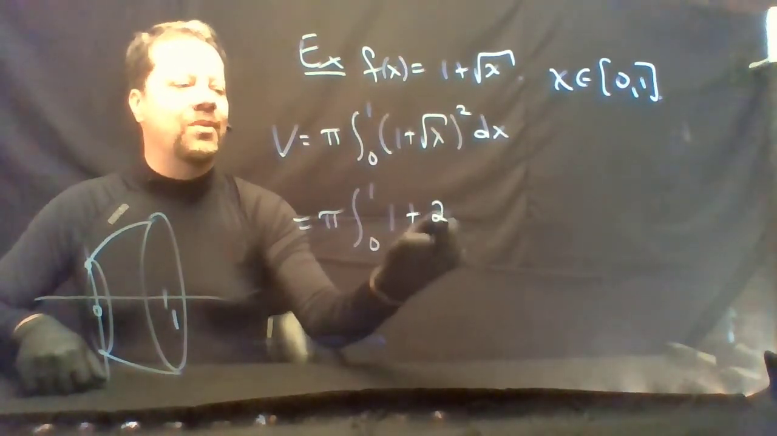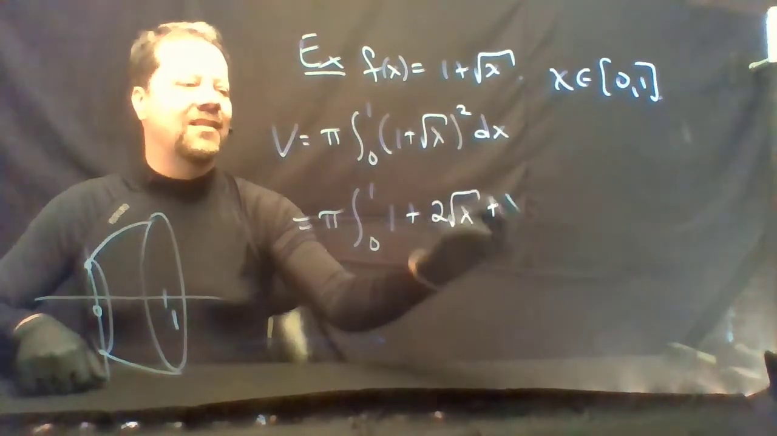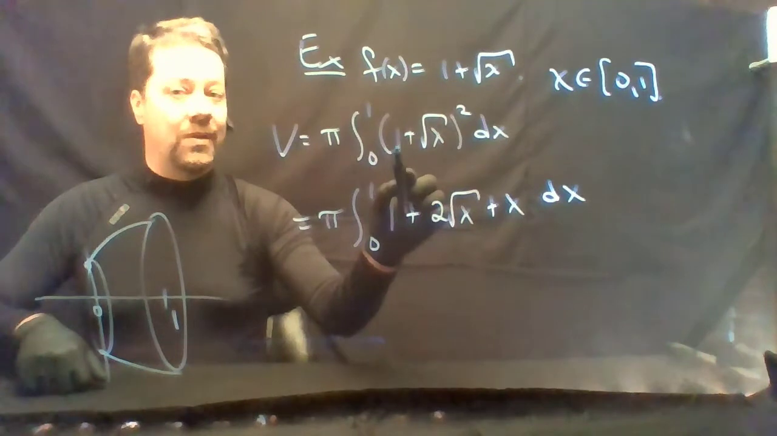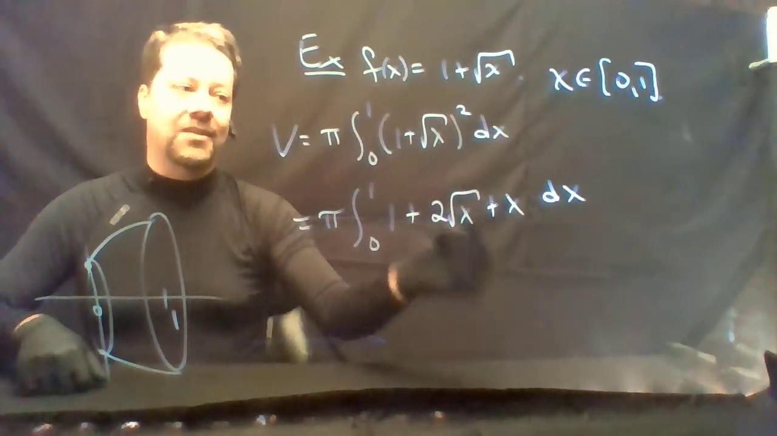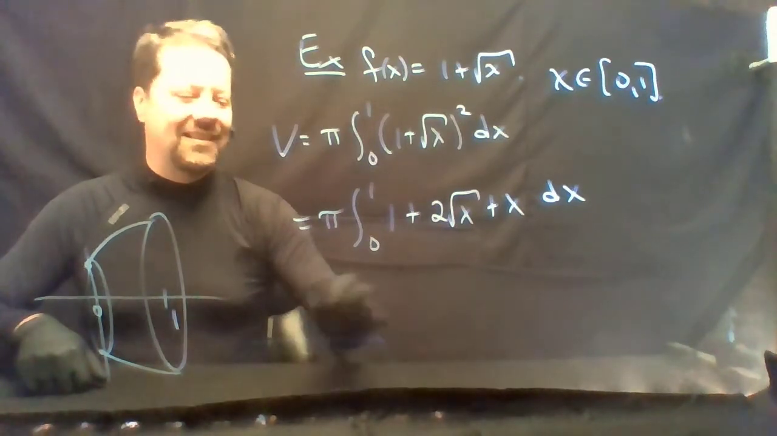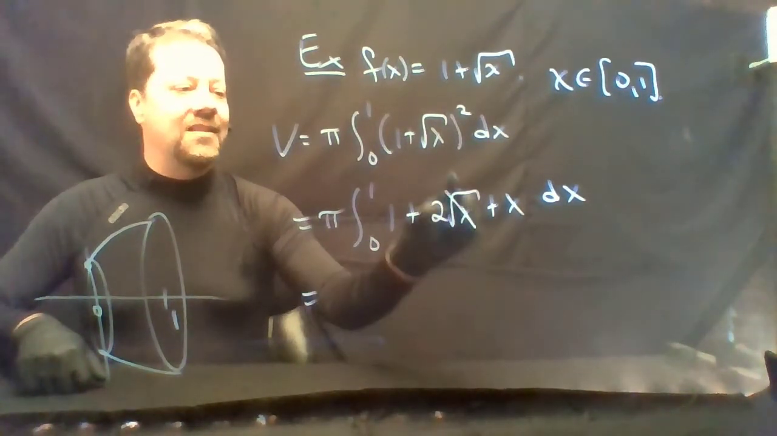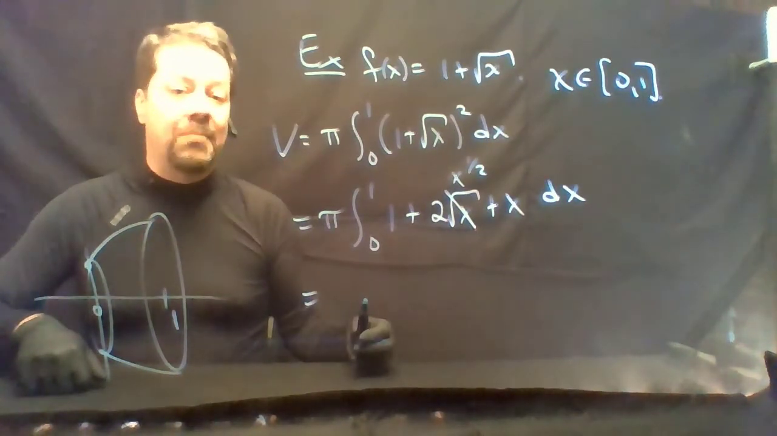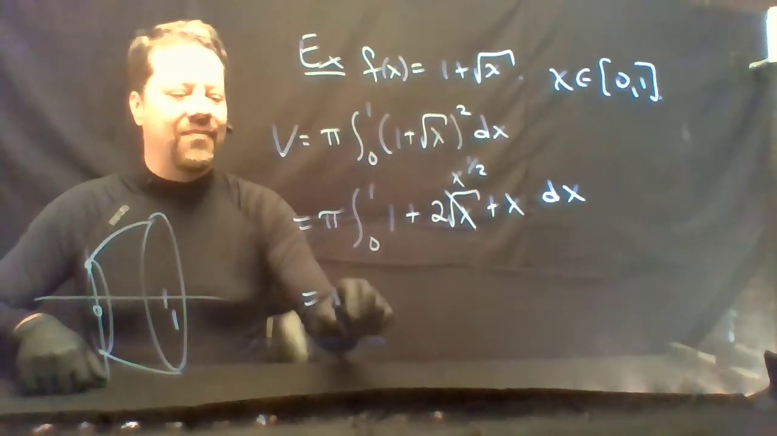1 plus 2 root x plus x dx. Don't forget that middle term. You square the first term, you square the last term, but you get first times last times 2 in the middle. This is x to the 1/2, which makes it more amenable to applying the power rule for antiderivatives.